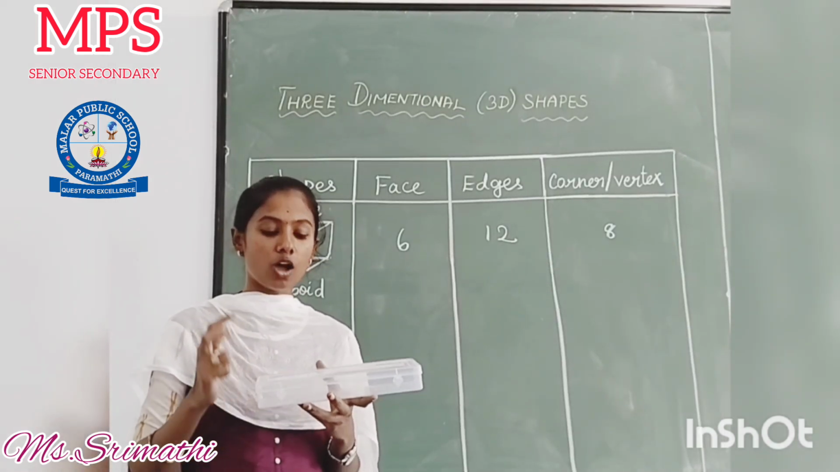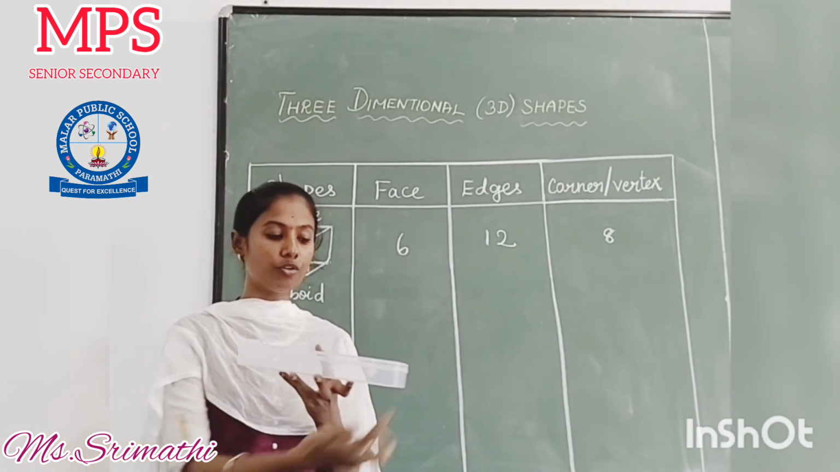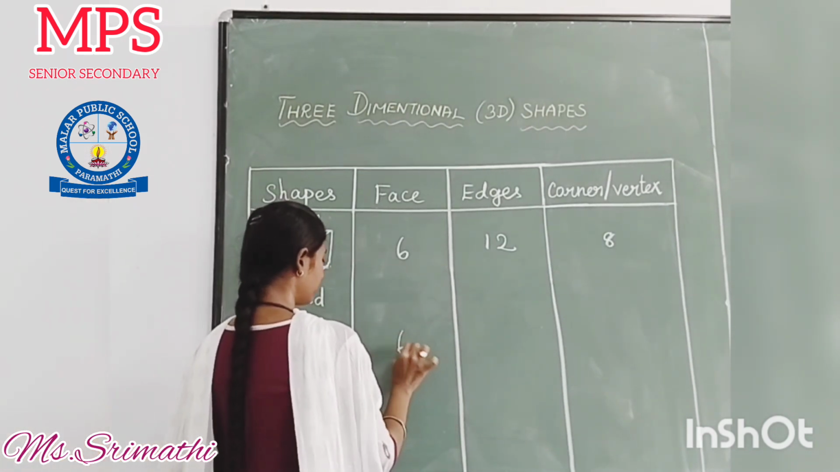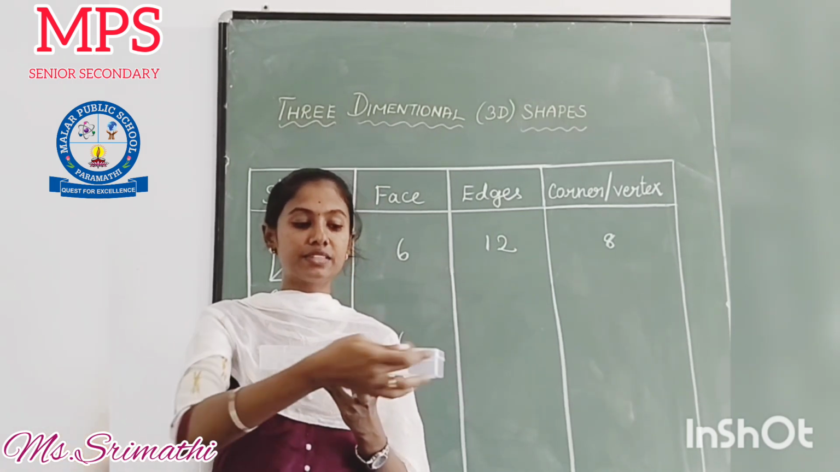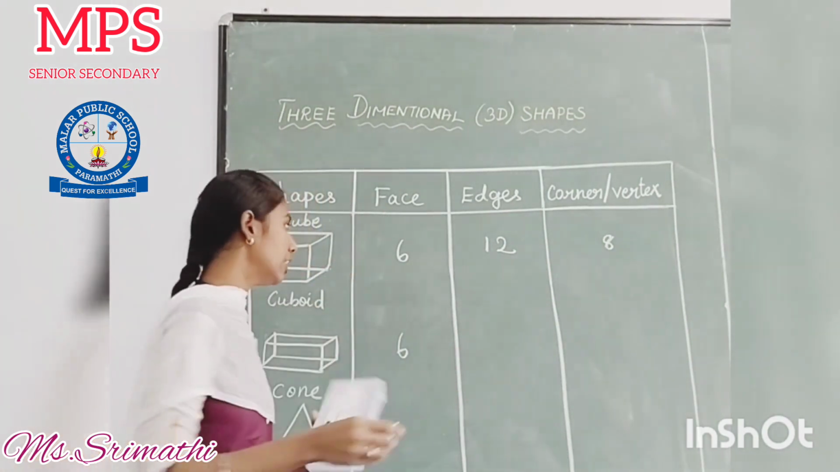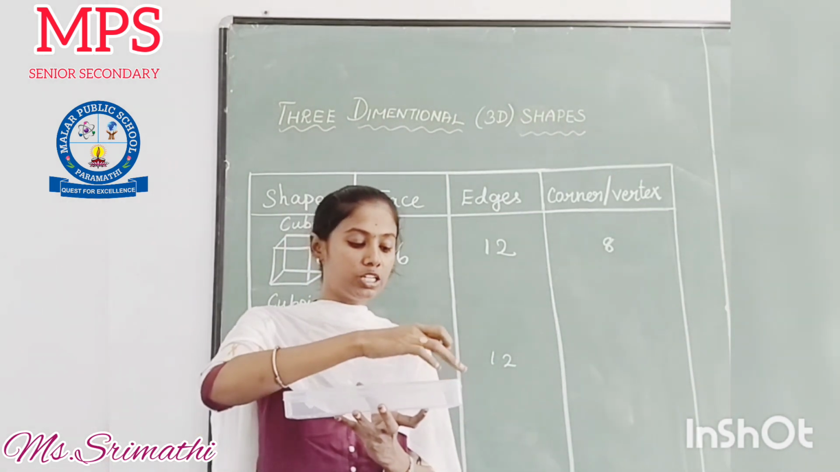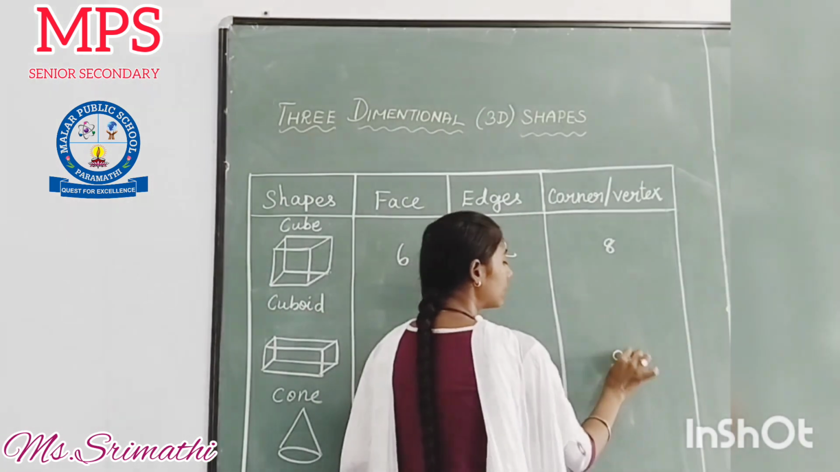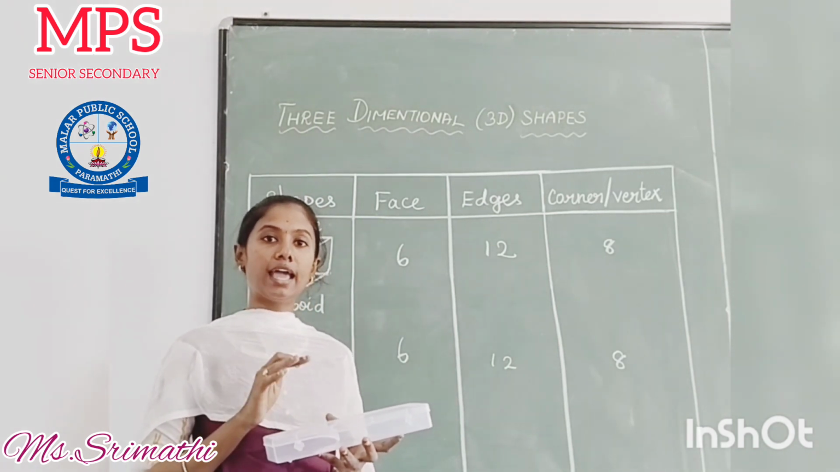Next is the cuboid. How many faces are there in the cuboid? We will count: 1, 2, 3, 4, 5, 6. There are also 6 faces in a cuboid. Next, edges: 1, 2, 3, 4, 5, 6, 7, 8, 9, 10, 11 and 12. There are also 12 edges in a cuboid. Next, corners: 1, 2, 3, 4, 5, 6, 7, 8. Here also 8 corners in a cuboid. So both cube and cuboid have the same faces, vertices and edges.